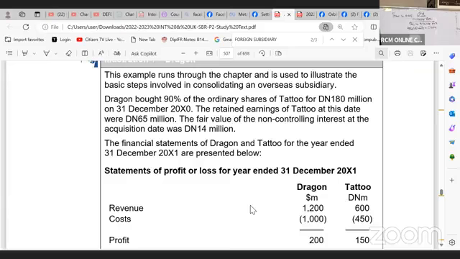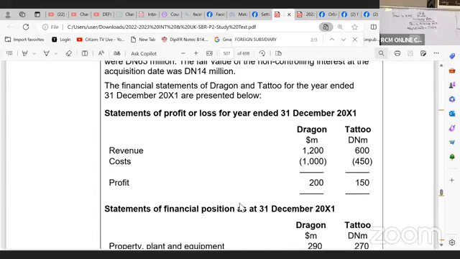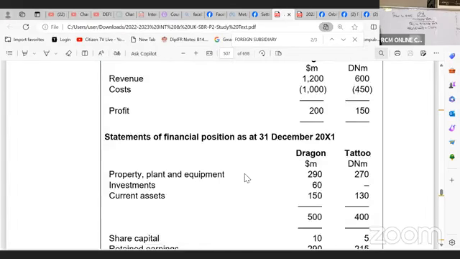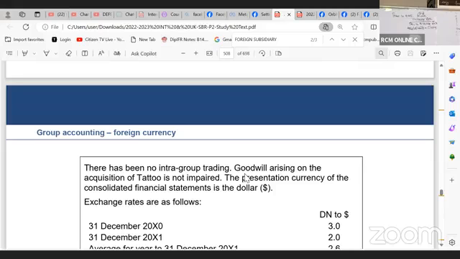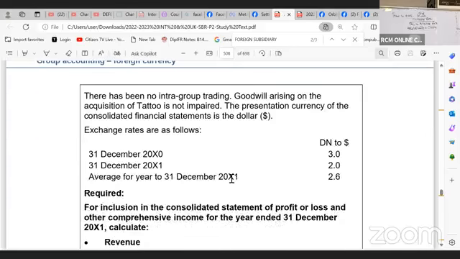Then they have revenue and cost. Of course, it's a very simple example to start with. Then we have the statements of financial position for the two companies. There has been no intragroup trading. Goodwill arising on the acquisition of Tattoo is not impaired. The presentation currency of the consolidated financial statements is the dollar. Then they have given us the exchange rates: at the date of acquisition, at the end of year, and then the average.